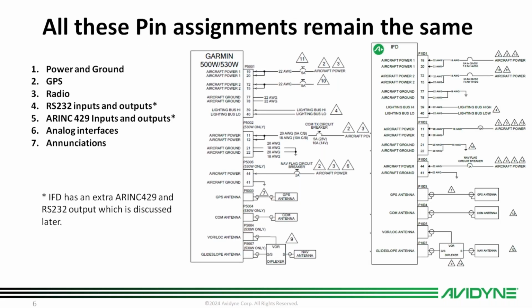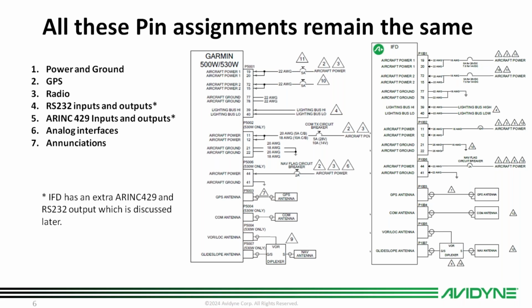So here's the pin assignments that remain the same. We have from the Garmin manual an actual schematic here from their diagram showing the main power inputs and the main GPS comm and nav antenna inputs. So you can see those side by side with the IFD there. That's from the IFD installation manual.